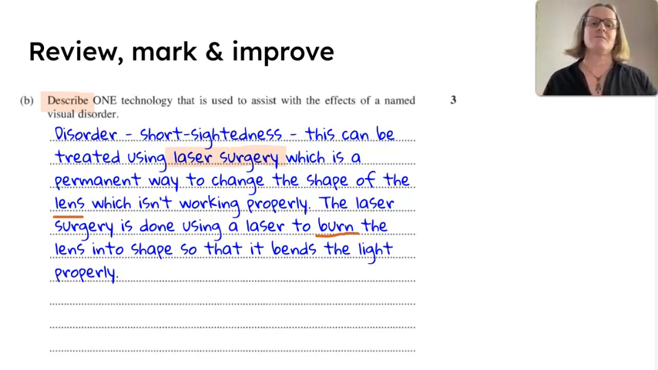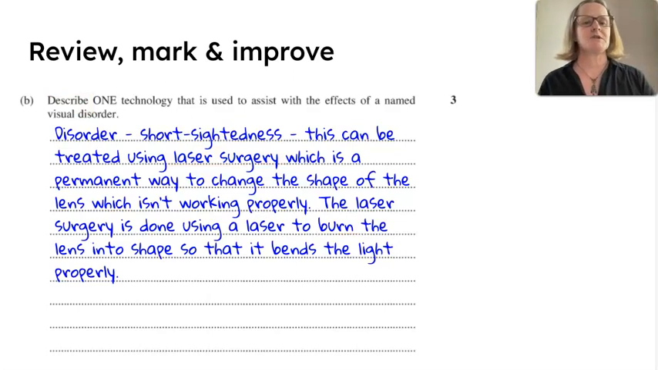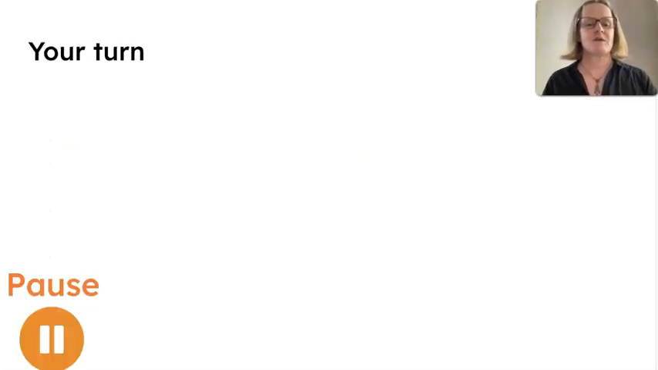So either choose the same disorder and technology or choose something different, but I would like you to have a go at these 2 questions for yourself. So pause and give them a go.